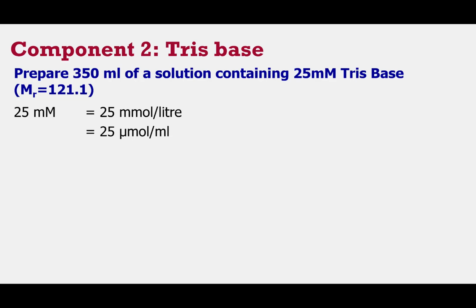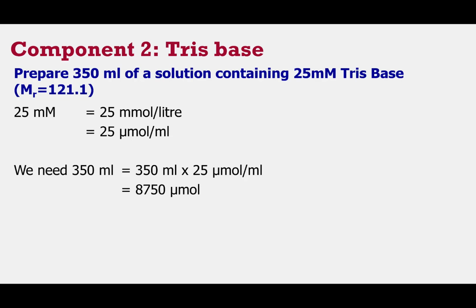Now I know that every 1 millilitre has 25 micromoles in it, and I want 350 of those altogether. So we need 350 times 25 micromoles that we're going to have, and that's 8,750 micromoles. Now we obviously don't want to leave it in that large number, so that is the same as 8.75 millimoles.